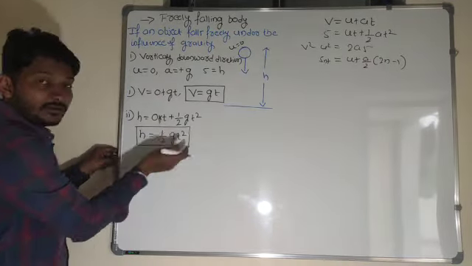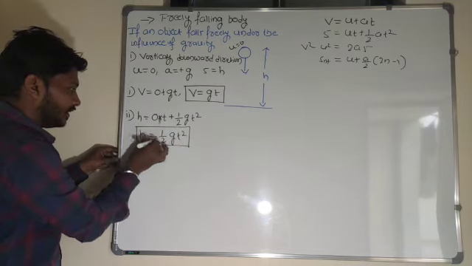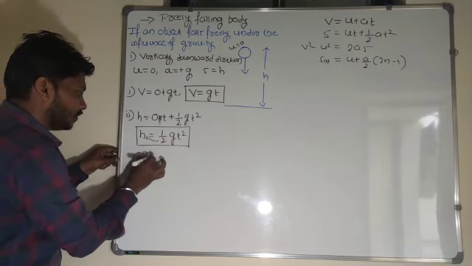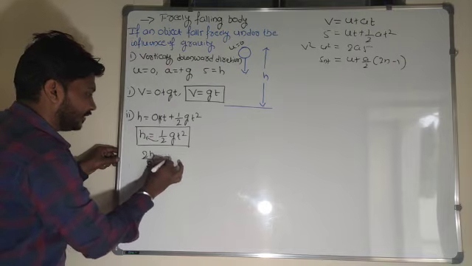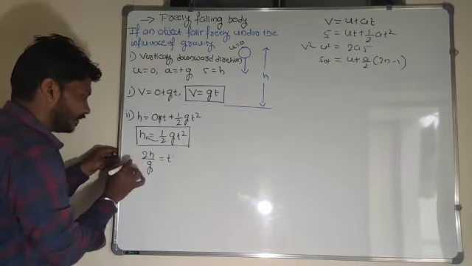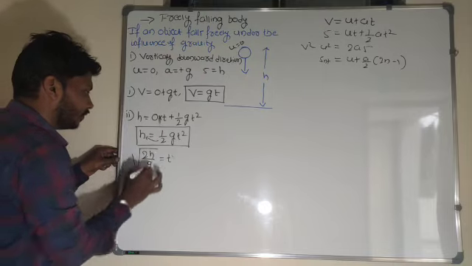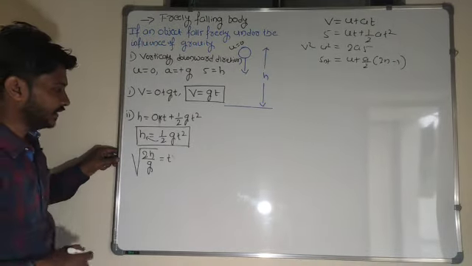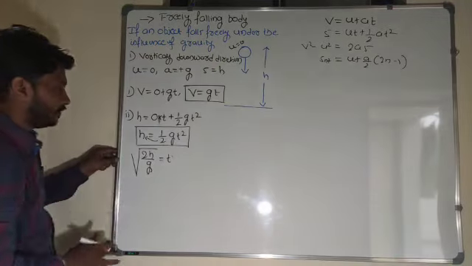Suppose I want to find out the time here. If I rearrange this equation, 2 times h divided by g is equal to t square, or t is equal to what? Root over 2h by g here. So this is about kinematic equations here.